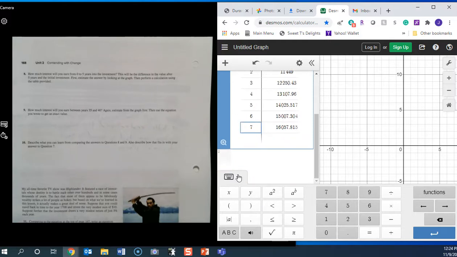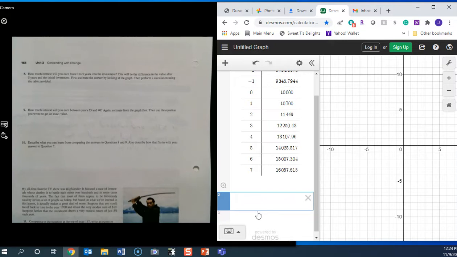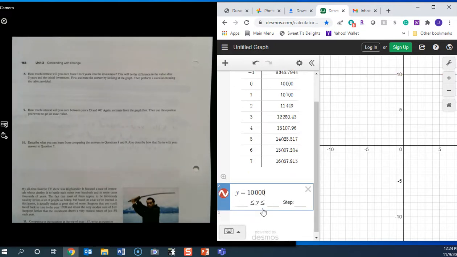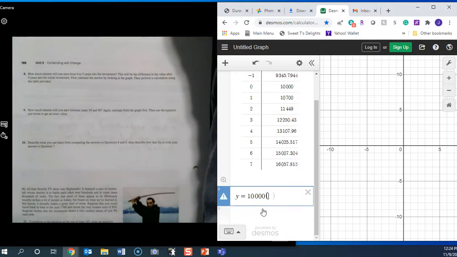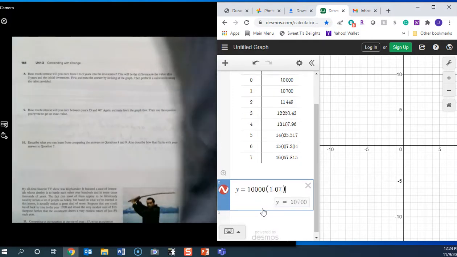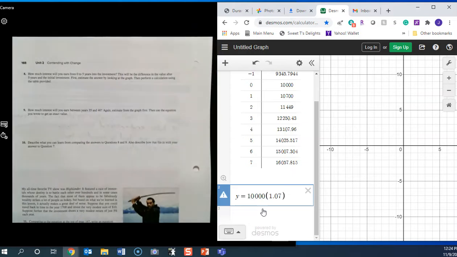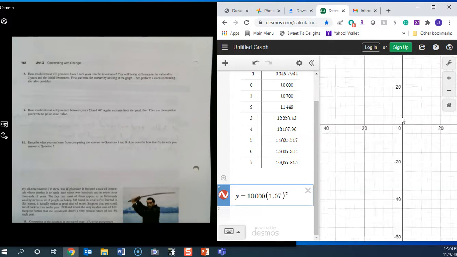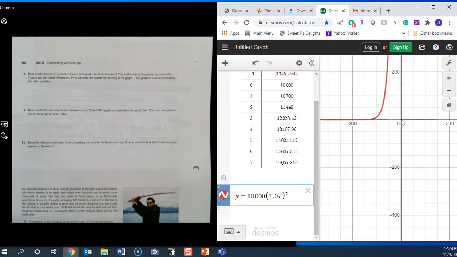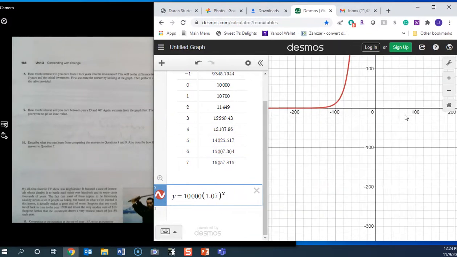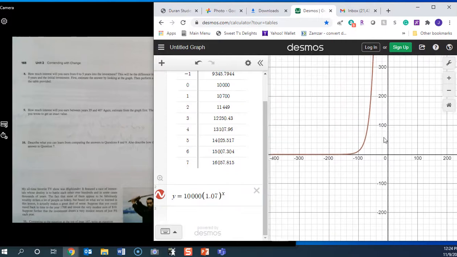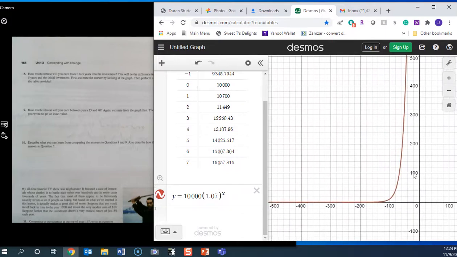Okay, let's do this on Desmos. Let's get this graph. We have y equals 10,000, then parentheses, 1.07, close the parenthesis, taken to the x power. Now if I go here to the graph, I have to zoom in order to get this graph. See if I could pull it down.